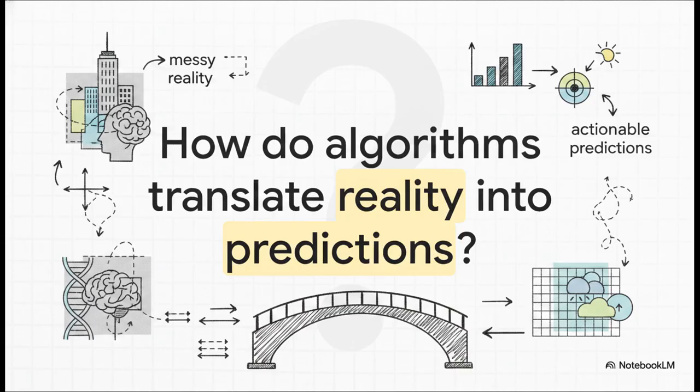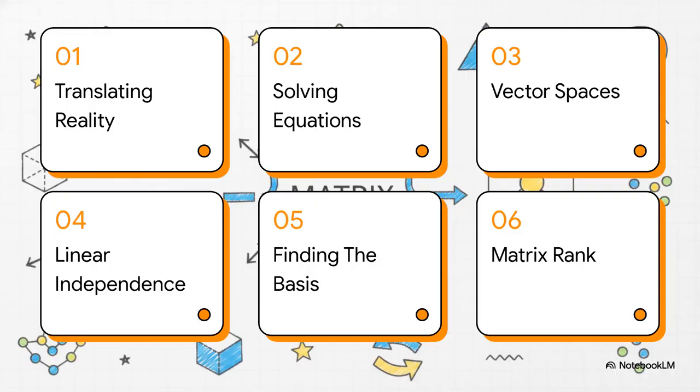It's the literal mechanism that allows a machine learning model to take something as insanely complex as human behavior, geographic locations, or genetic expressions, and turn them into a format that a computer can actually learn from. So here's our roadmap for today's explainer. We'll be covering translating reality into data, solving systems of equations, understanding vector spaces, linear independence and redundancy, finding the basis, and finally, matrix rank and machine learning. Let's get right into it.